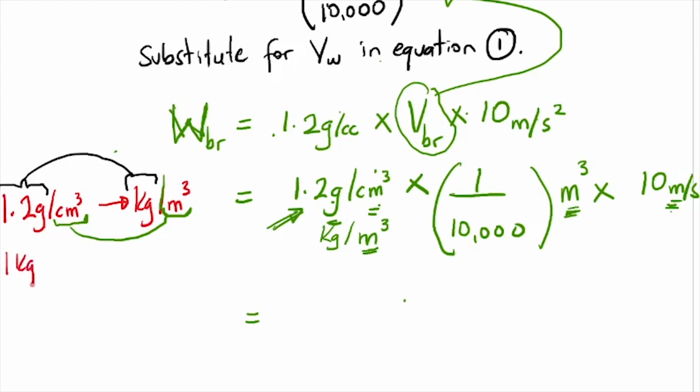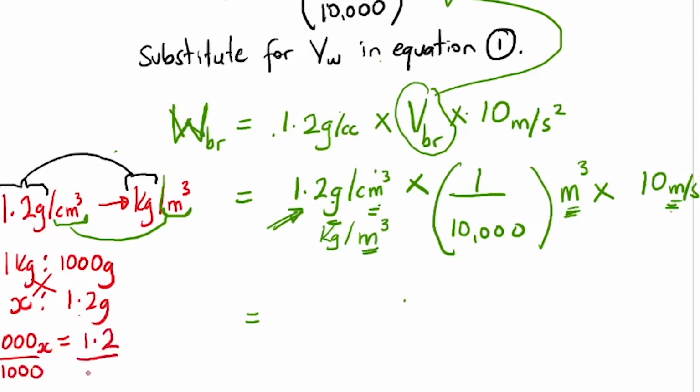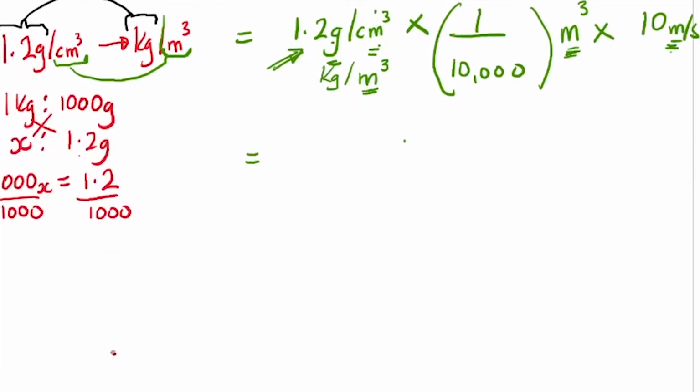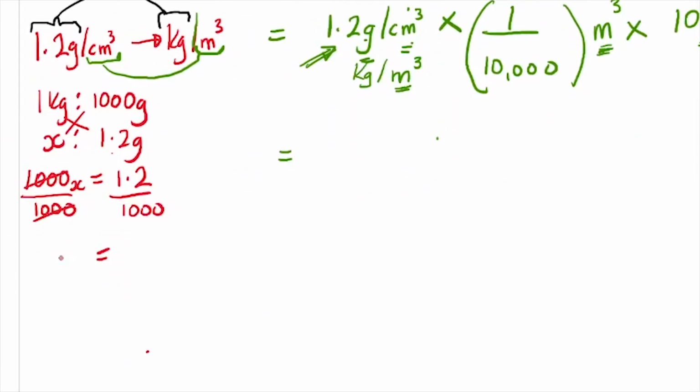We know that 1 kilogram is equivalent to 1,000 grams. What about 1.2 grams? 1.2 grams is equivalent to x. When we cross multiply, we end up with 1,000x equal to 1.2 times 1, which is 1.2. Divide both sides by 1,000, and we end up with x giving us 1.2 over 1,000. Let me leave it like that, as a fraction. Then we have converted 1.2 grams to kilograms. So this is in kilograms.